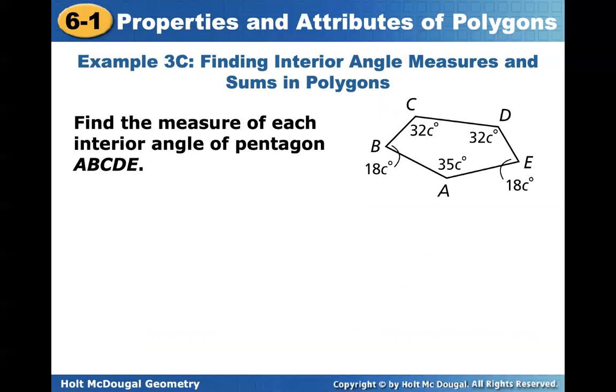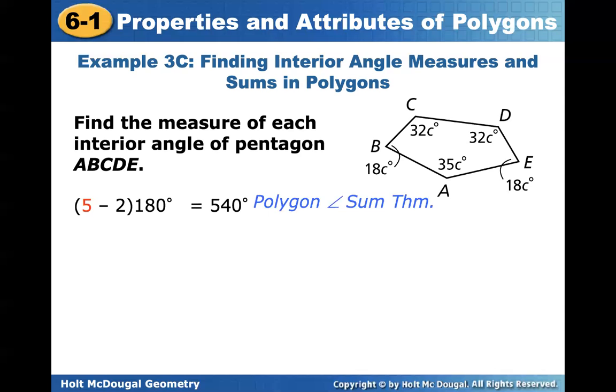Find the measure of each interior angle of pentagon ABCDE. So a pentagon, this is not regular, it's just a pentagon. We don't know, the angles are all different, or could be all different. So what we're going to do is figure out how many degrees should be in a pentagon, and then add these 5 angles together and set it equal to that.